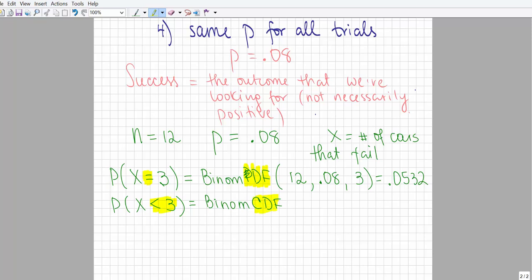CDF stands for cumulative. It's adding numbers up for you. Think about it this way: I'm going to add up all of the probabilities. If I pick 12 cars with this probability of success, less than 3 means 0, 1, and 2, so I need to add up to 2. Not 3, because then it would be adding probabilities of 0, 1, 2, and 3 successes. But we have less than 3, so we're going up to 2.